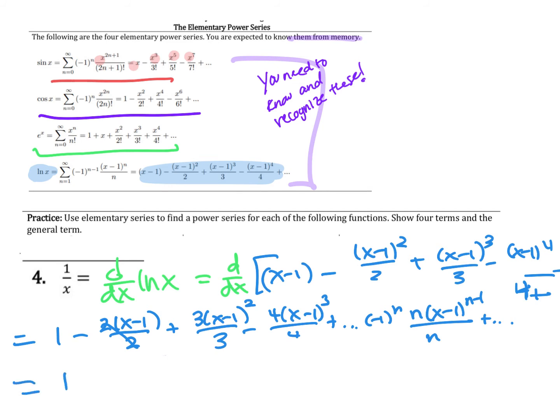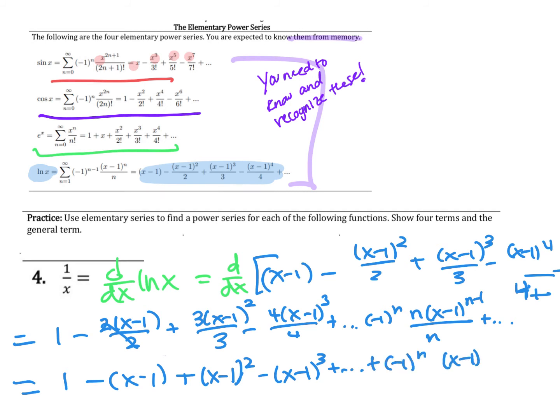So we're going to have 1 minus (x minus 1) plus (x minus 1) quantity squared minus (x minus 1) to the third plus ... And you can see that that general term is going to become (x minus 1) to the n minus 1 plus ..., because our denominators are dividing out everywhere.